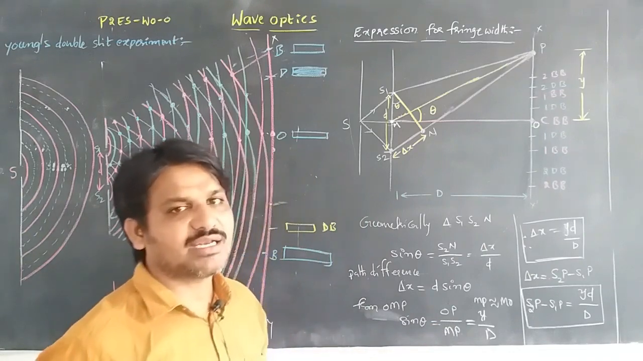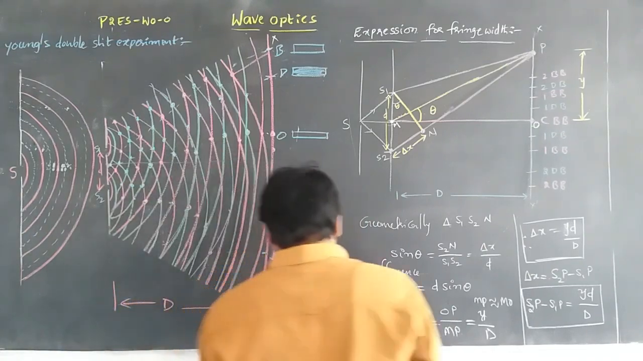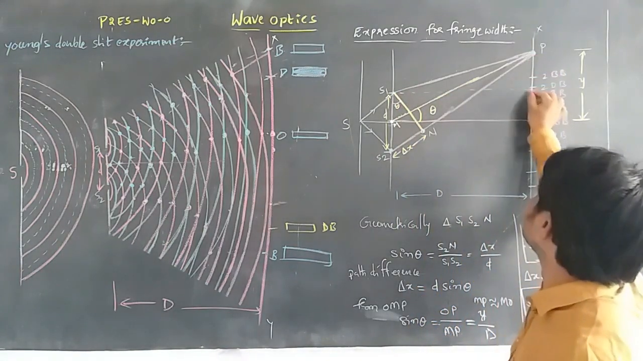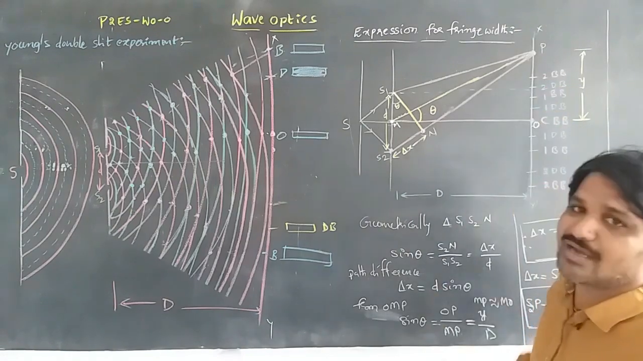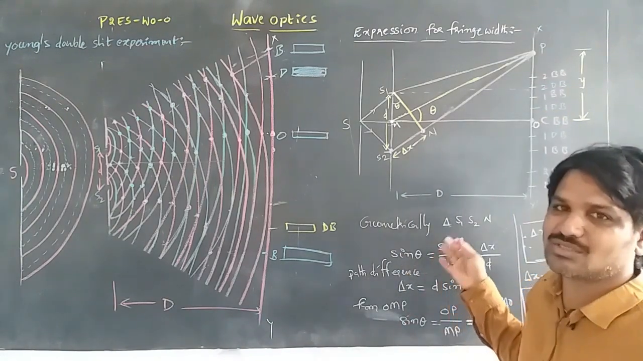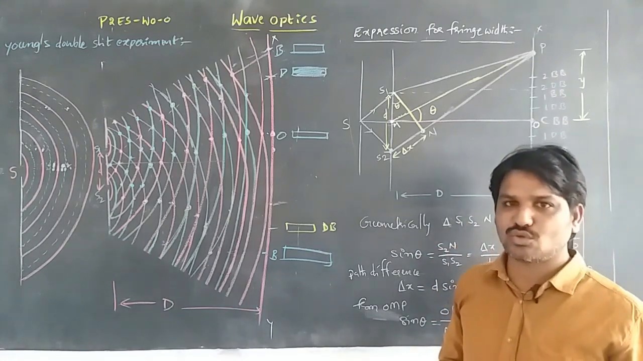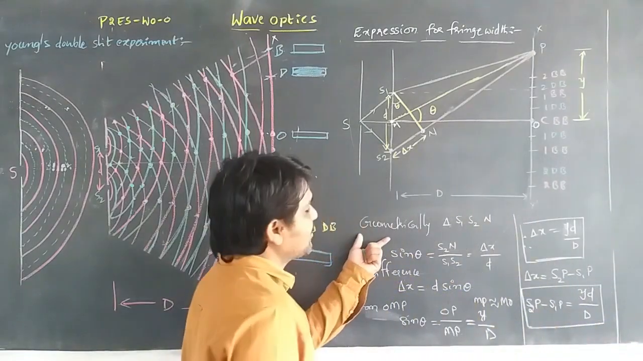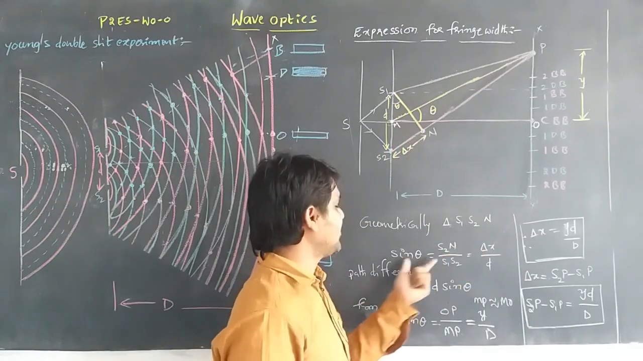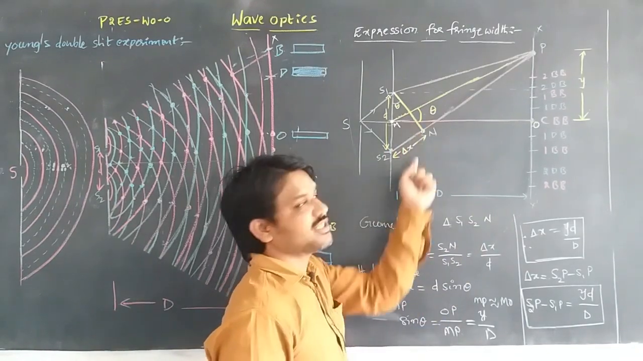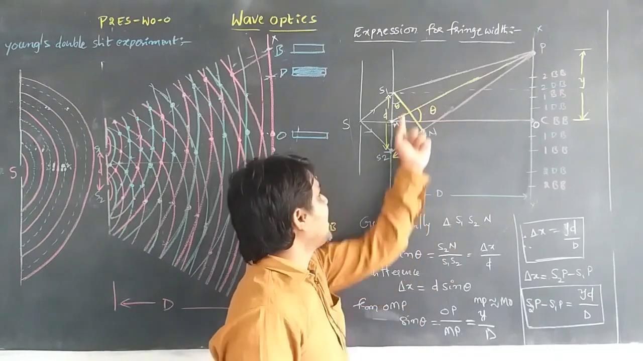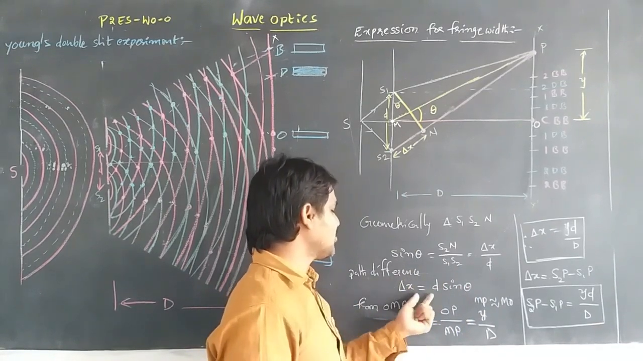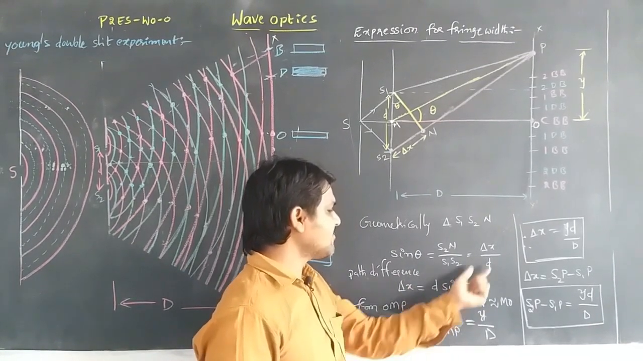Again, this formula can also be derived using the Pythagoras theorem with the two slits: the triangle with this distance and d by 2, giving y minus d by 2 and y plus d by 2. By applying the Pythagoras theorem we can do the same thing, but this is the easiest method, so there is nothing to worry about. Geometrically, from the triangle S1S2N, sin theta is equal to S2N by S1S2, opposite by hypotenuse, S2N being the opposite and S1S2 the hypotenuse. So delta x by d, from this equation, the path difference delta x is equal to d sin theta.